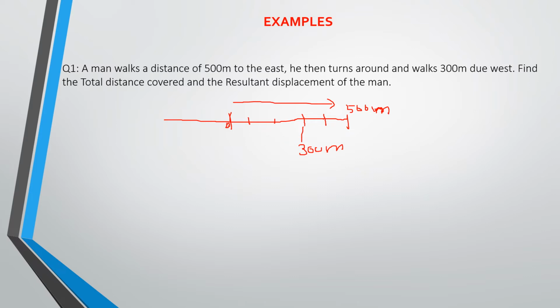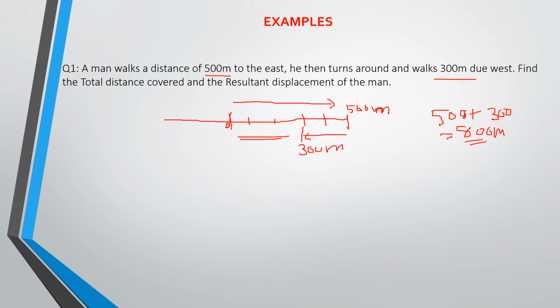Okay, so what you are required to find now, you are looking for just this distance. That's what you are looking for. For the total distance traveled by this man, it is 500 plus this. That is the total distance traveled. So that will be 500 plus 300. So that gives you 800 meters, right? Yes, this is the total distance traveled.